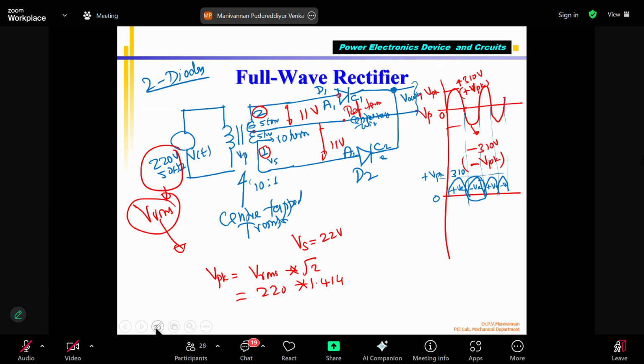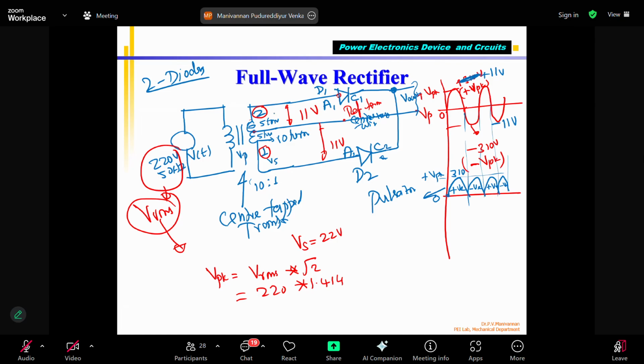This is the output of the full wave rectifier, which is also pulsating DC. Why is it called pulsating DC? The voltage goes from 0 to 310 volts. But in this case, it is not going to be 310. Very sorry, we are talking about the 11 volts. Positive 11. This will be negative 11, sorry. This is going to be negative 11 volts. Okay. Positive and negative peak, because we are taking the output from the center tap.